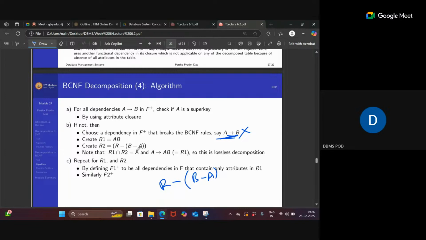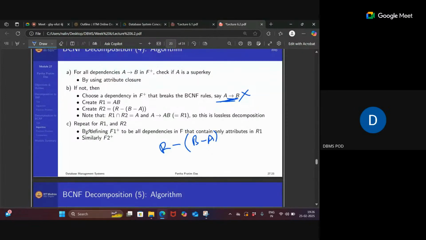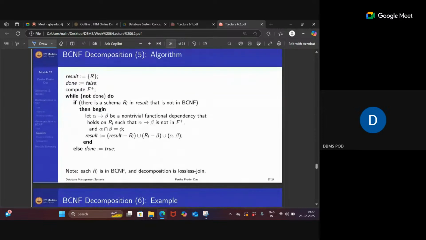Here in this example we have just two attributes, A and B, so it is not shown here. I will show an example also. Repeat for R1 and R2. After getting R1 and R2, R1 will be in BCNF for sure. For R2, we again have to check whatever dependencies hold for the R2 table and see whether they follow the BCNF rules or not. If they are not following, we decompose again, whichever FDs are breaking those rules.